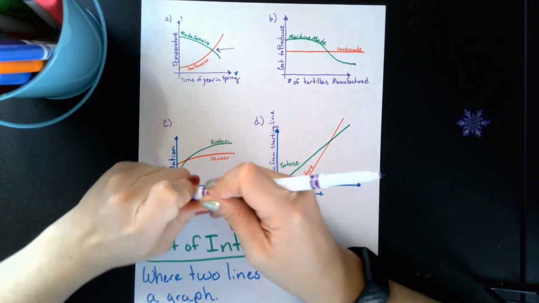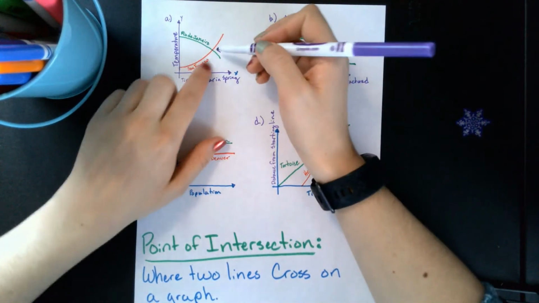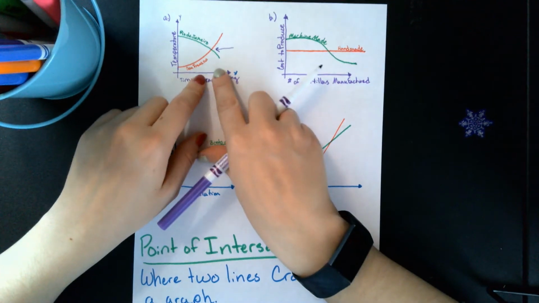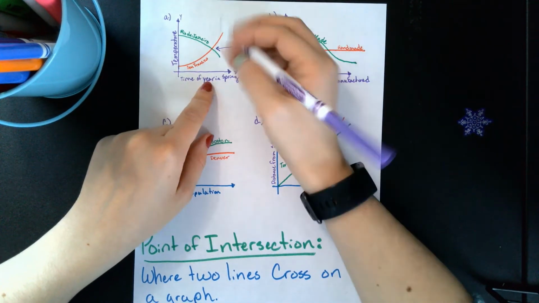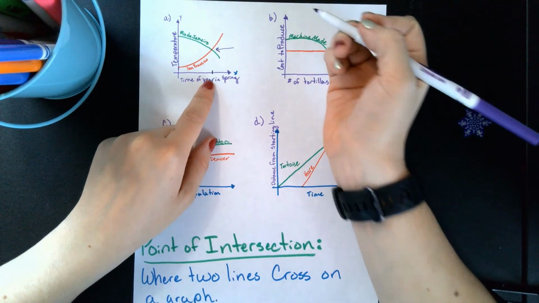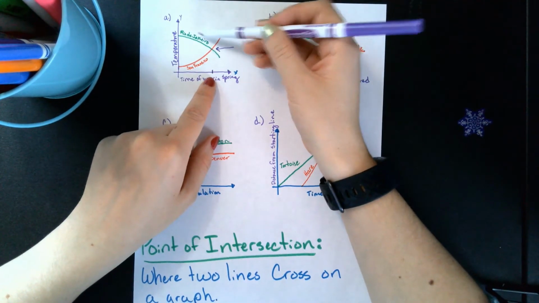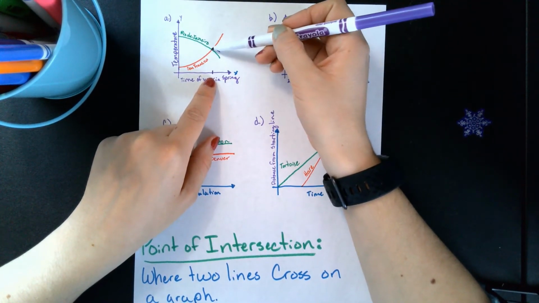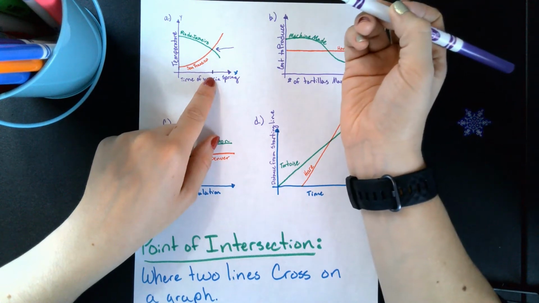Okay, let's see if you got this one right. The point of intersection of these two lines means that at this point in the spring, both Rio de Janeiro and San Francisco are the exact same temperature.